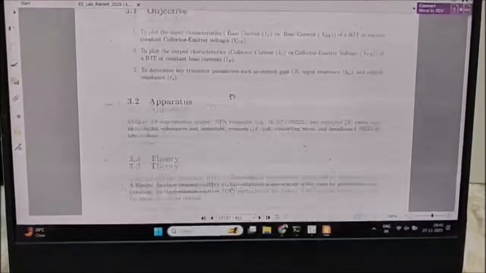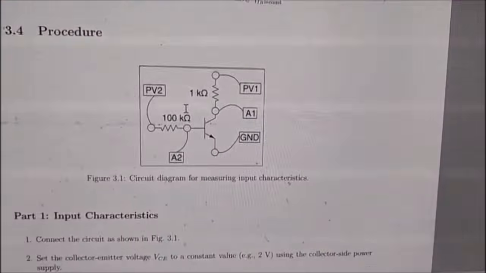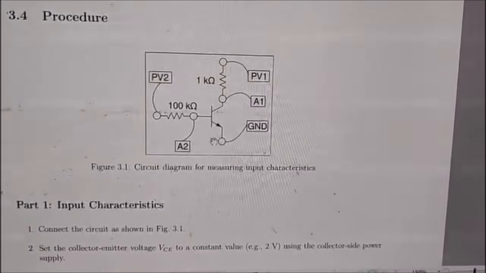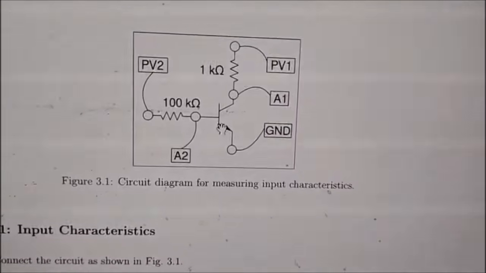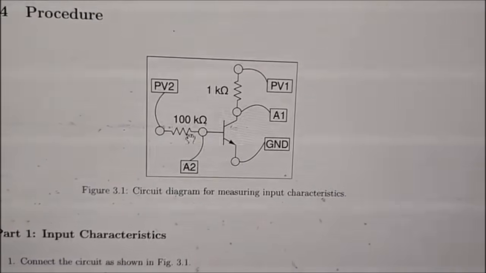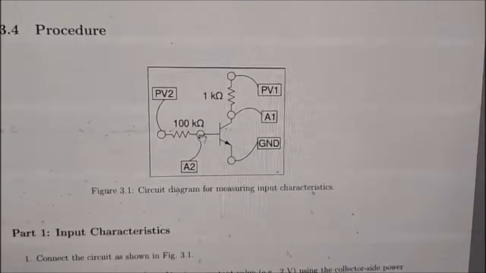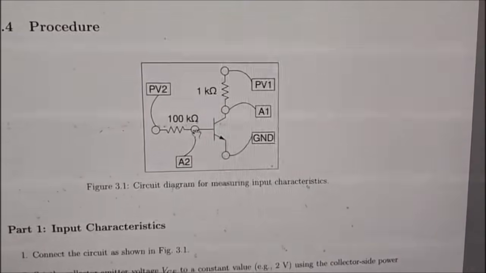So if we look at how this input and output characteristics will look like, if you see this diagram, this is one NPN transistor. So this one is the emitter, with this arrow going out, this is the collector, and this is the base. So this is connected in common emitter mode. This is an NPN transistor connected in common emitter mode.